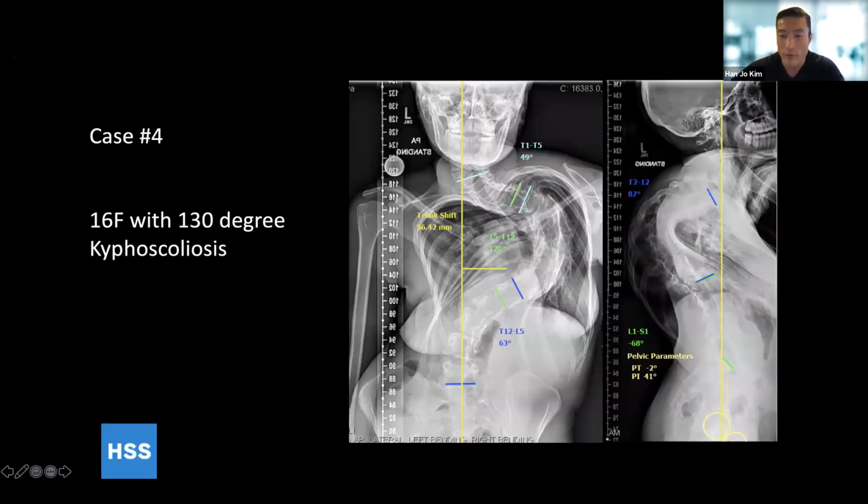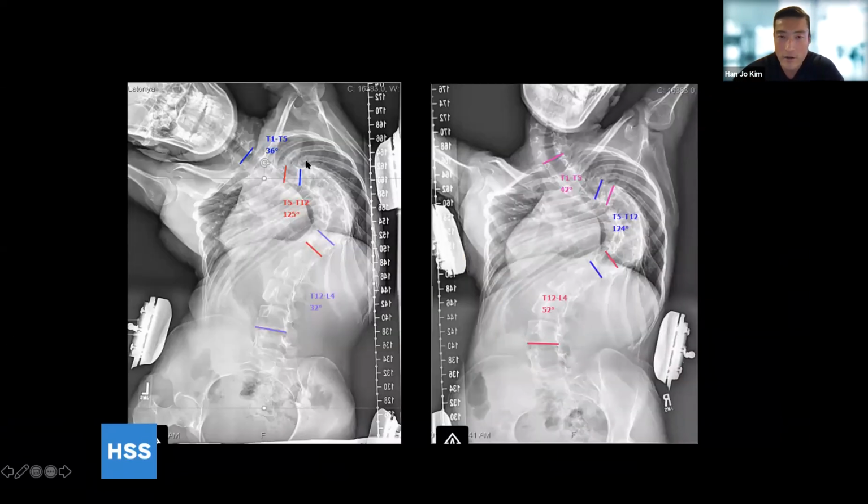So here's case number 4. A 16-year-old female who has a 130-degree kyphoscoliosis deformity. You can see here a pretty bad looking curve. She's actually idiopathic because she doesn't have any syndrome. She's an otherwise normal person who just had a deformity that was not checked up, neglected. You can see on the bending images that the apex is not moving.